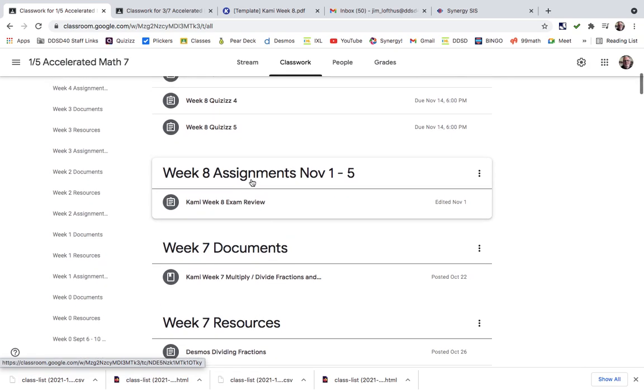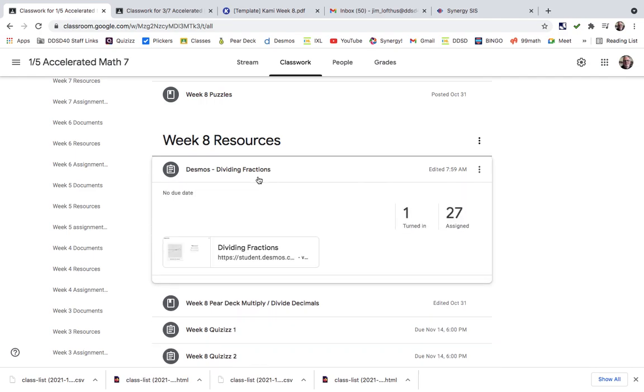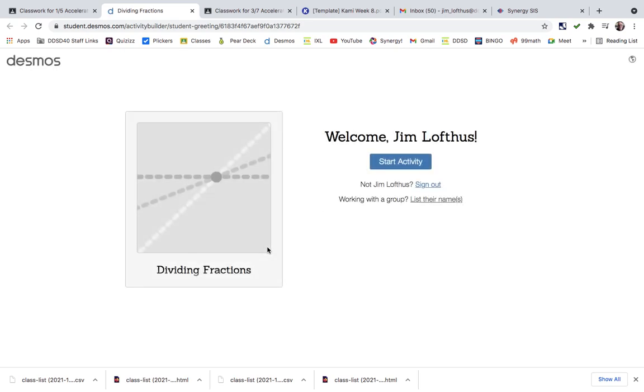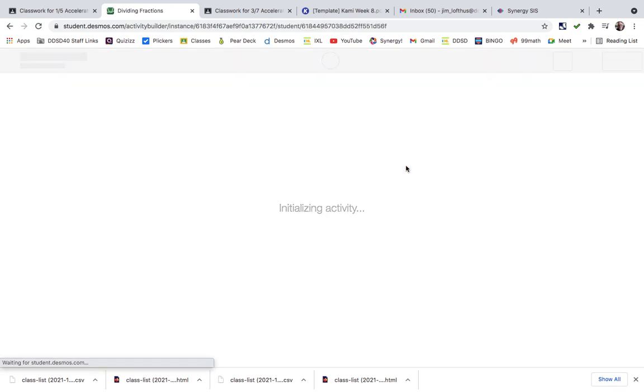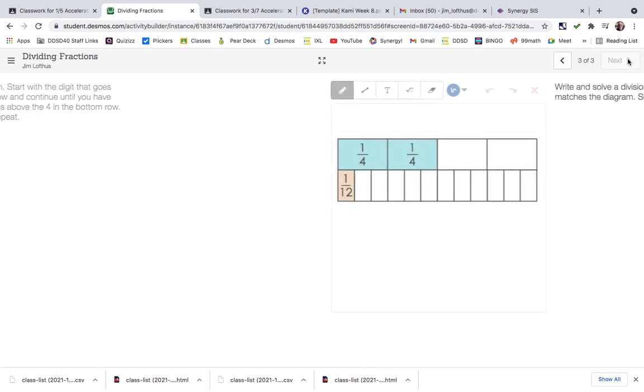We did a week 8 resource, dividing decimals, dividing fractions. So this is not an assignment, but it's what we did in class. So if you want to go here and do dividing fractions, it's just 3 cards, and I'd be happy to check that. Just let me know when you're done with it, and I can check your answers.